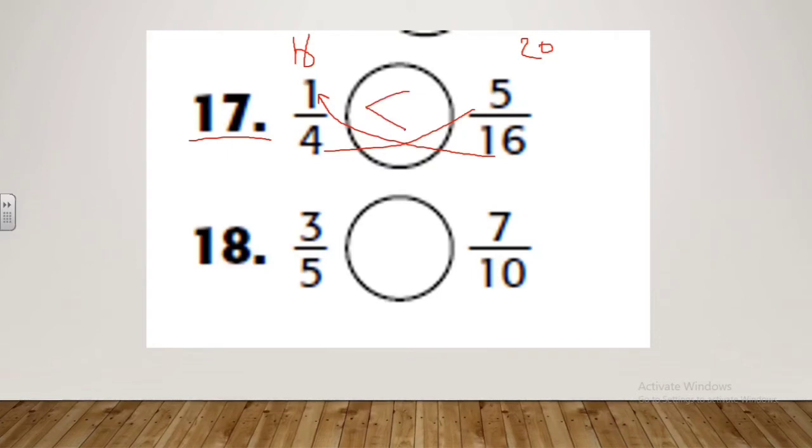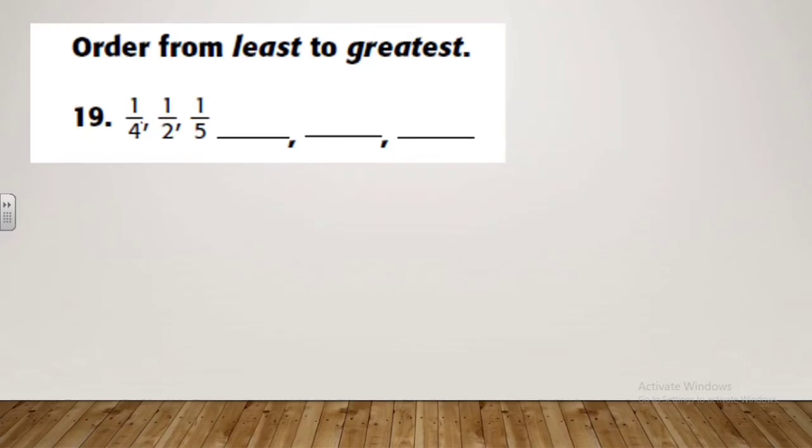Let's see question number 18. We have different numbers here too, so we will make cross. So 10 times 3 equals 30. And 5 times 7 equals what? 35. So which one is bigger here, 30 or 35? 35. Great job.